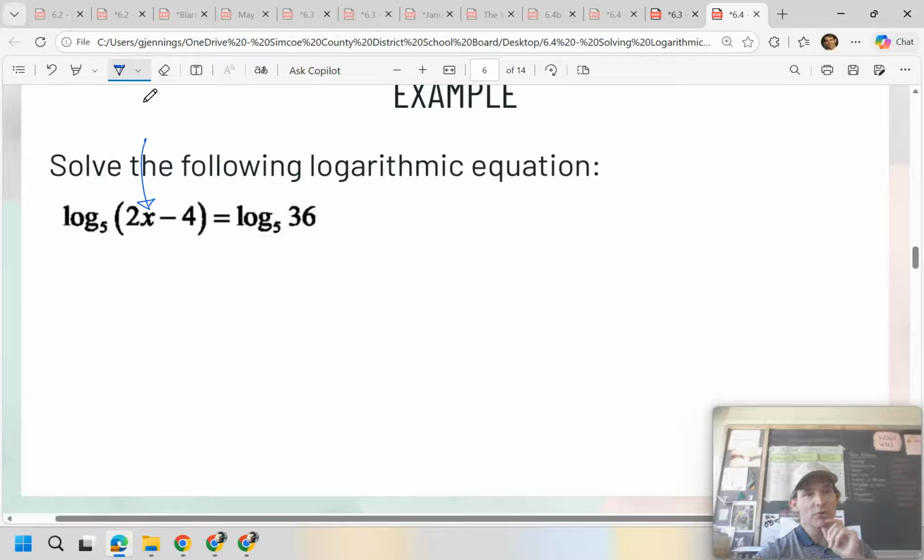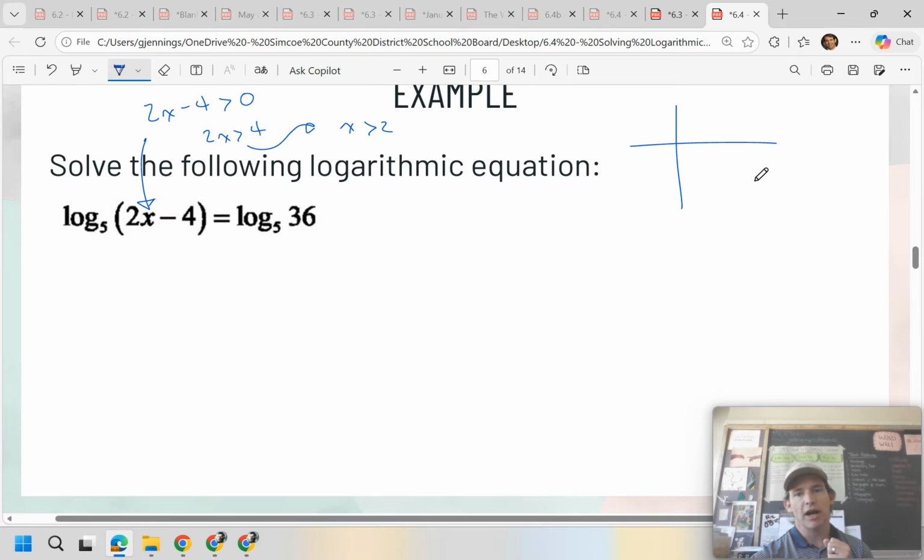Okay, so here's how we could do it. We could say 2x minus 4. You're absolutely right. 2x minus 4 has to be greater than 0. And this reminds me of something that you might remember from Unit 3. So we say 2x is greater than 4. And that simplifies to x is greater than 2. Great job, Charlie. Thanks. Yeah, so x must be greater than 2.